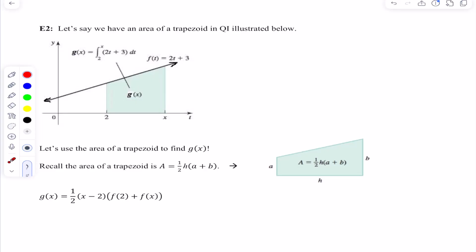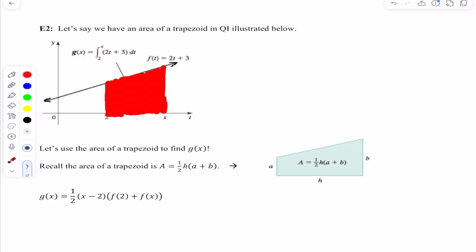Let's observe a different example where we define the accumulation function from this continuous function f of t equals 2t plus 3. We'll define the continuous accumulation function on the interval 2 to x. The idea here is we want to find the area underneath this linear function bounded by the t-axis.